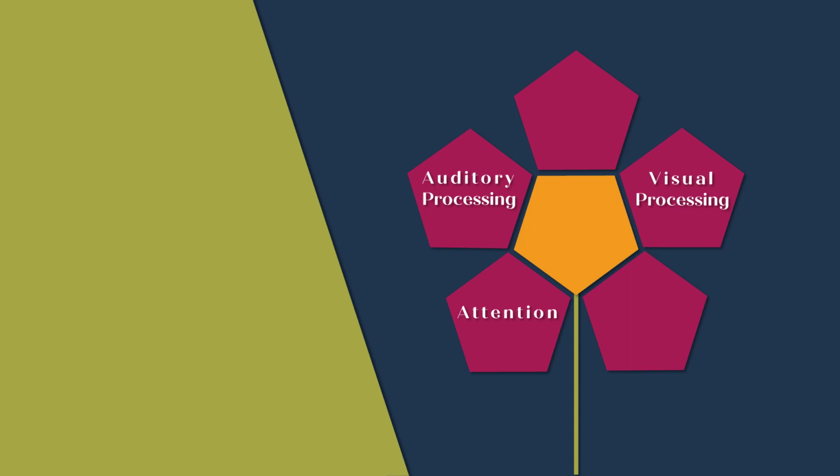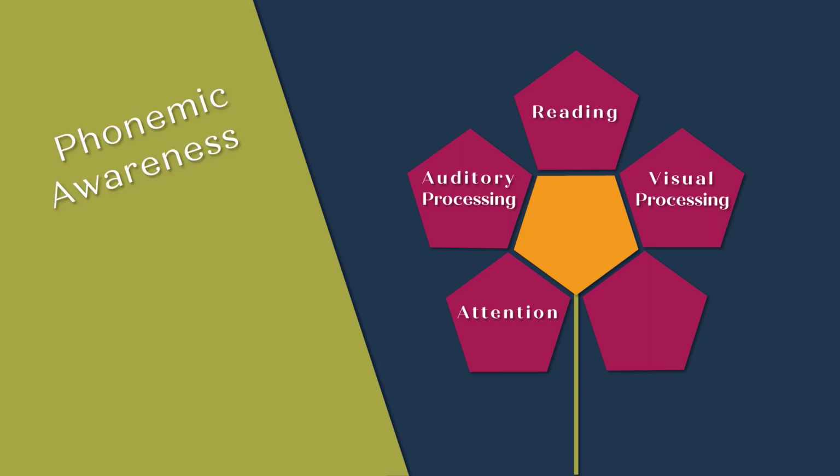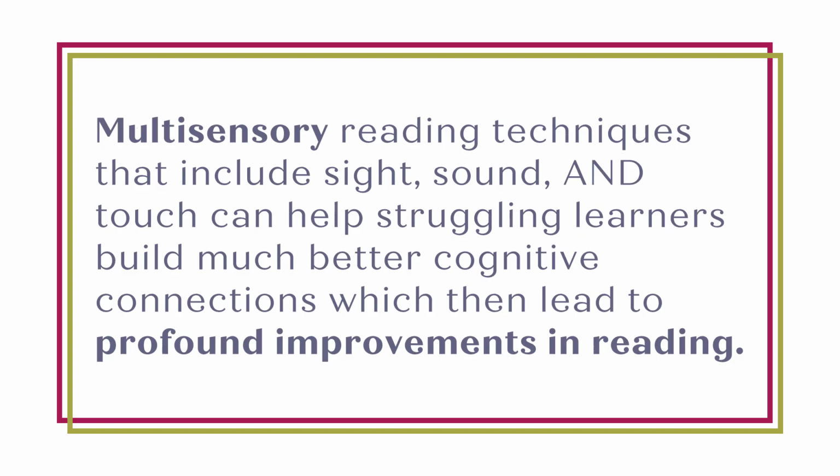learning gaps. Now, we've already established that reading is an academic skill, but in order to read, we need the underlying skill we call phonemic awareness. We also need to be able to quickly and easily recognize letters. Multisensory reading techniques that include sight, sound, and touch can help struggling learners build much better cognitive connections, which then lead to profound improvements in reading.